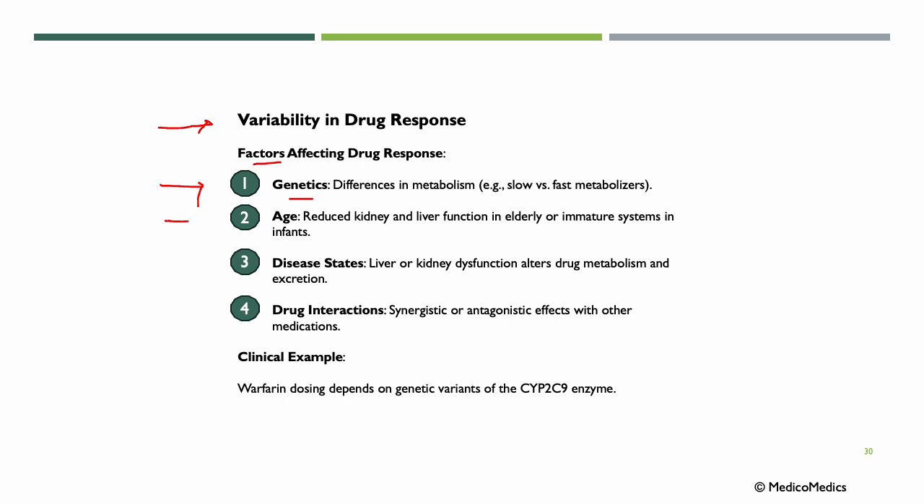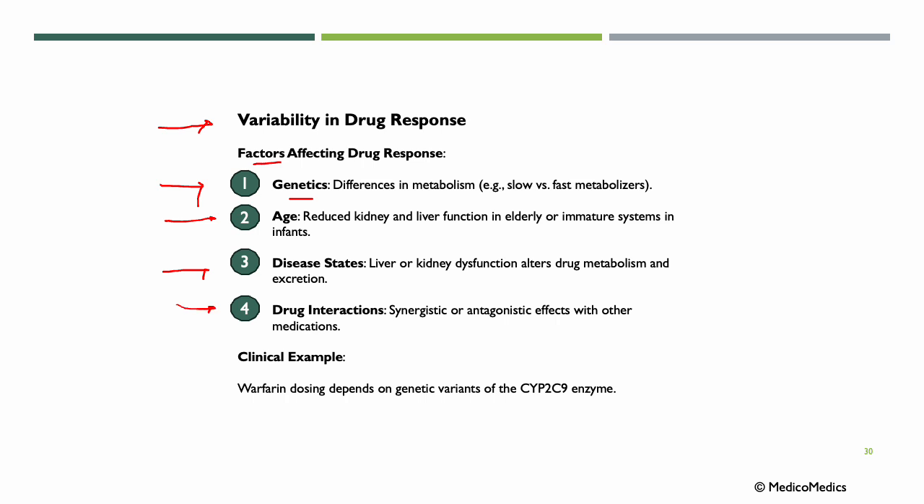Another important factor is age. It also matters because, for example, infants have immature liver and kidney function, while the elderly often experience reduced organ function, both of which can affect drug clearance. Another factor is disease states, particularly liver or kidney dysfunction. It can impair drug metabolism and excretion, leading to accumulation and increased risk of toxicity.